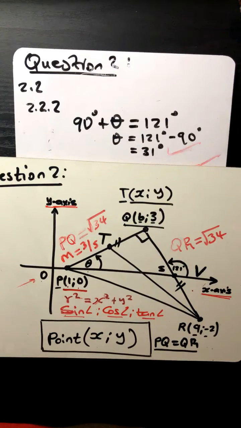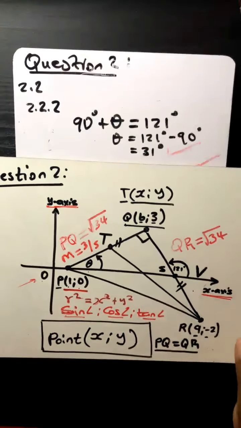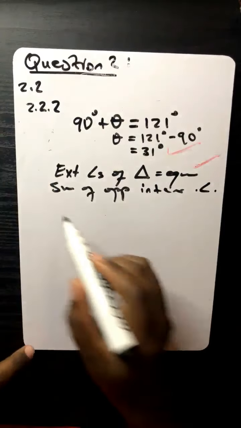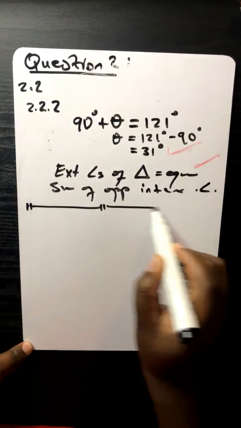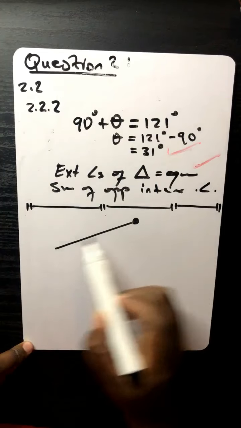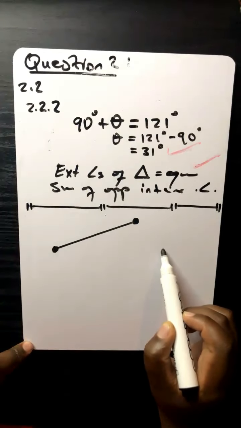I said 180 degrees minus the 121 degrees, which is angles on a straight line. That's my reason, so that I got 59 degrees. And then I took theta plus 90 plus 59 degrees will give me 180 degrees. Angle sum of a triangle, that's my reason. And then I took the numbers to the other side, subtracted 180 minus 90 minus 59, which gave me theta is equal to 31 degrees.